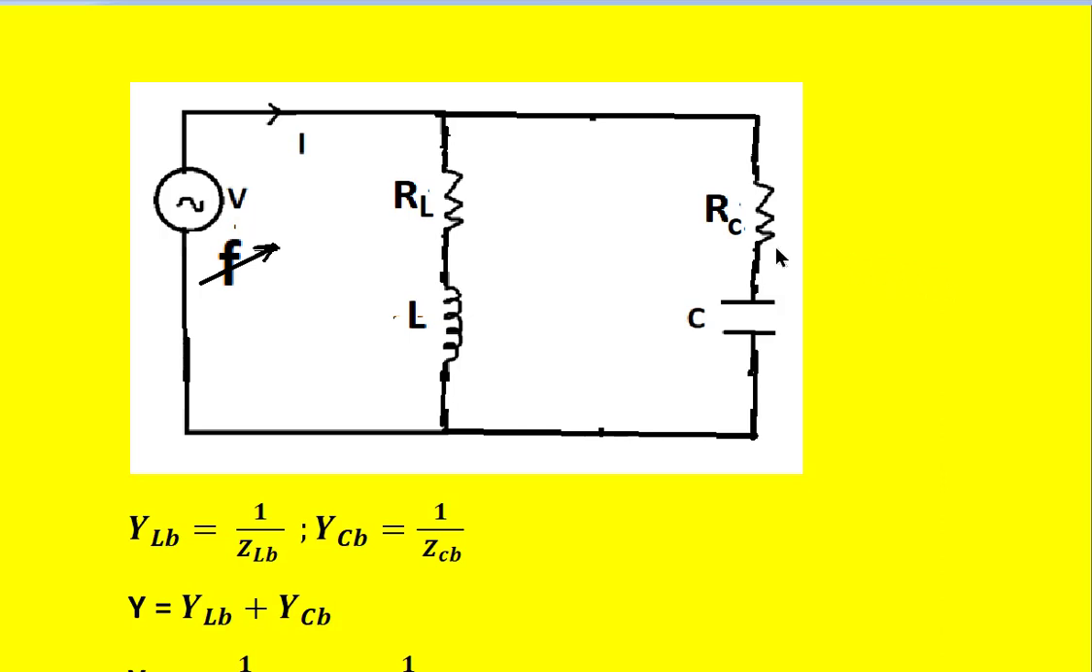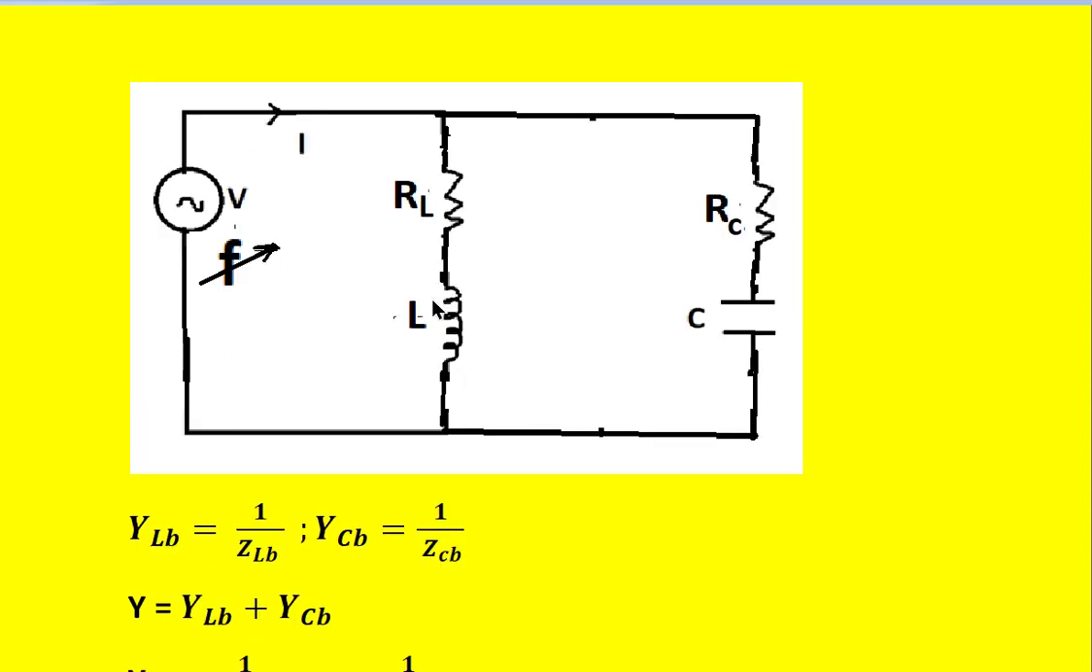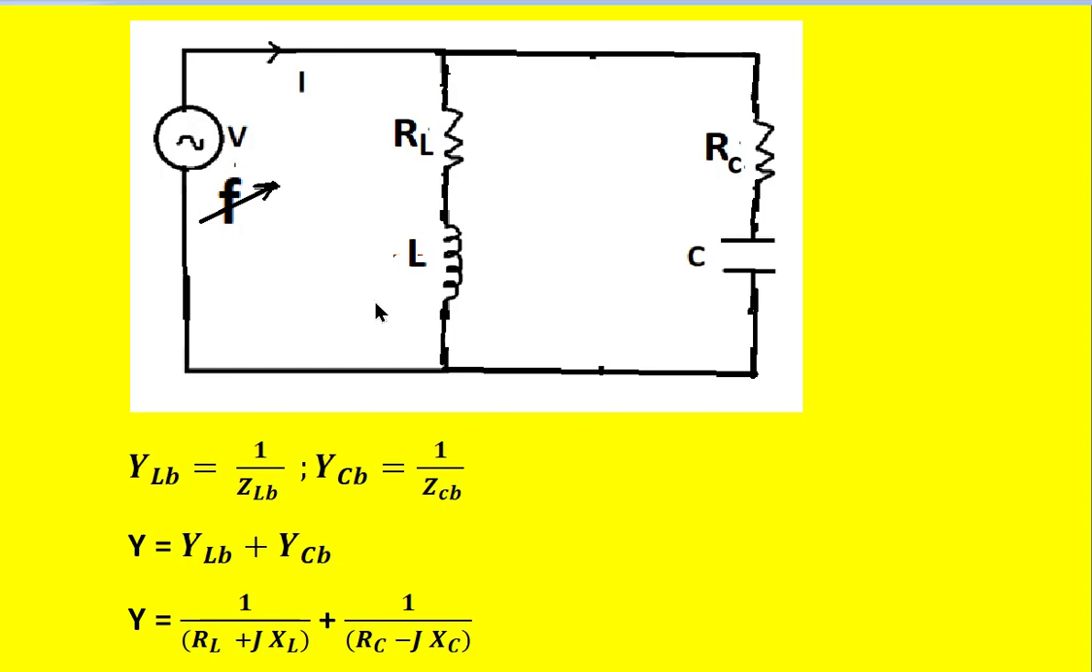In the present circuit, RL is in series with L, whereas RC is in series with capacitor C, and these two branches are in parallel and connected to the AC supply whose frequency is variable and applied voltage is V, and the total current supplied by the supply is I. To get the resonance frequency for this circuit, it is easy to apply the admittance.